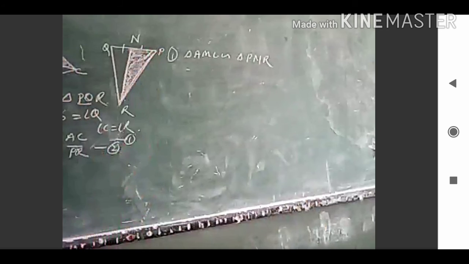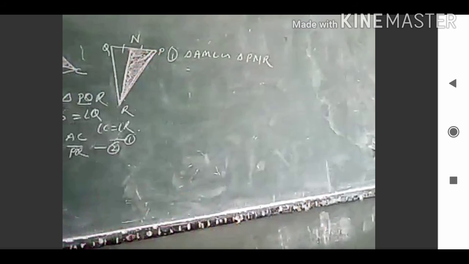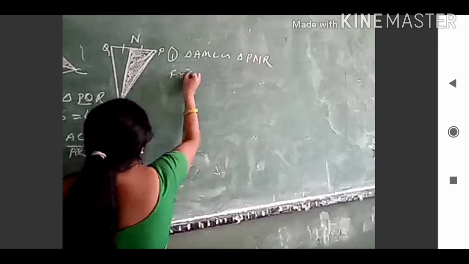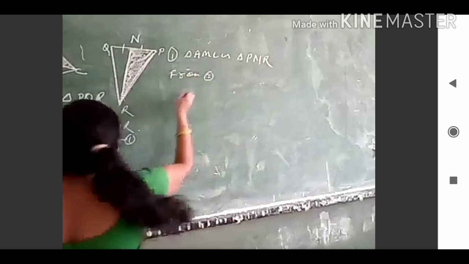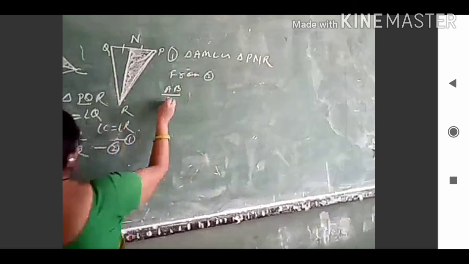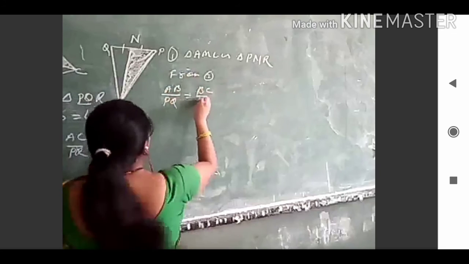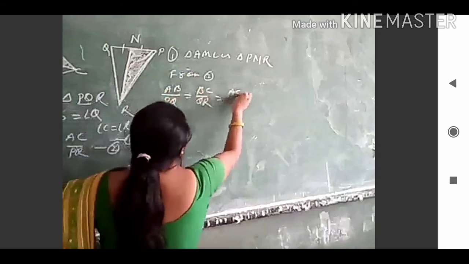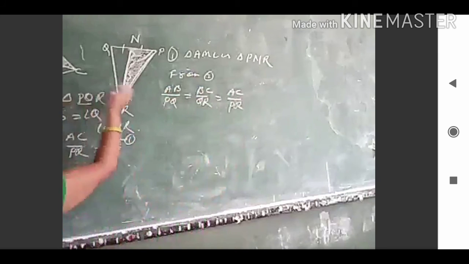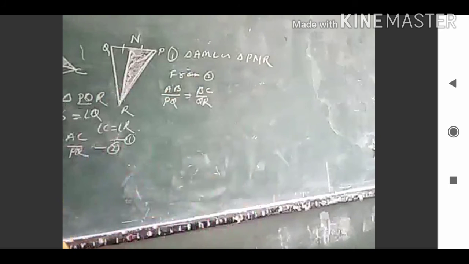And these two triangles, from one, actually what you are having from two. From two, AB is equal to PQ, BC is equal to QR, and AC is equal to PR. But AC and PR we need not use here. So we write it this way.